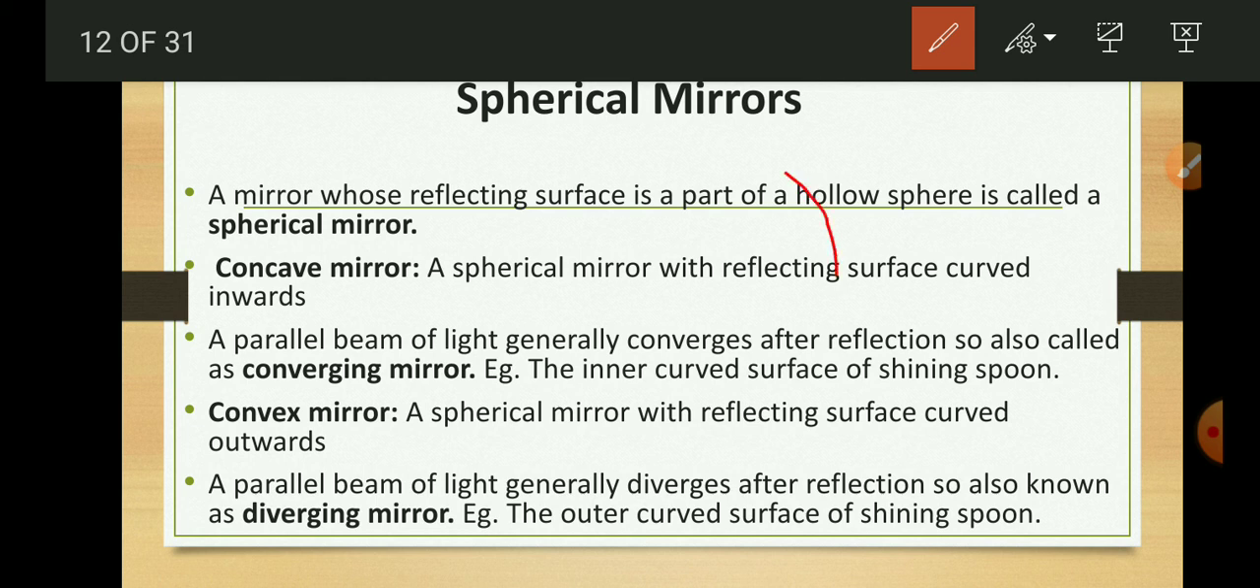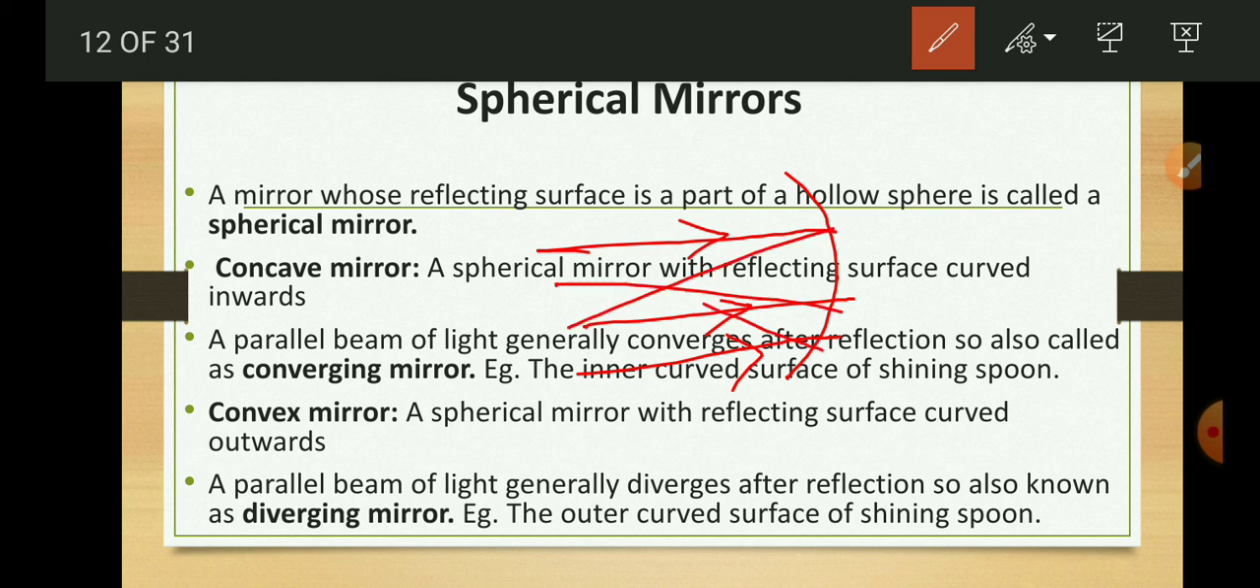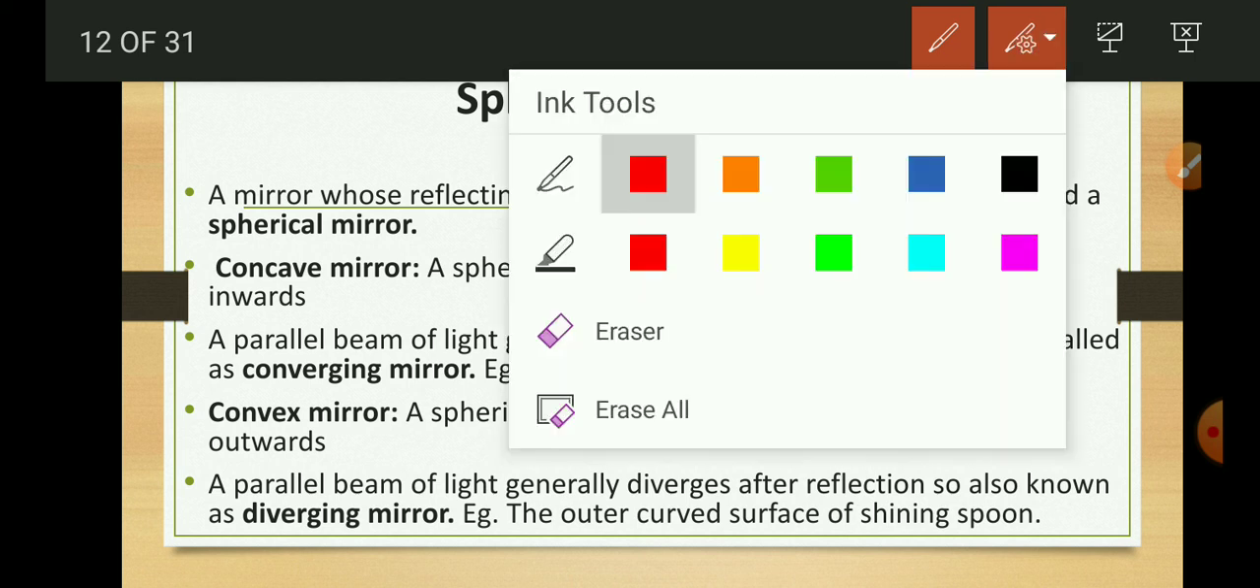So the concave mirror is also known as a converging mirror because when a parallel beam of light is incident on the concave mirror, after reflection it converges at a certain point, and so this mirror is also called a converging mirror. An example of this is the inner curved surface of a spoon. It is just like a concave mirror.